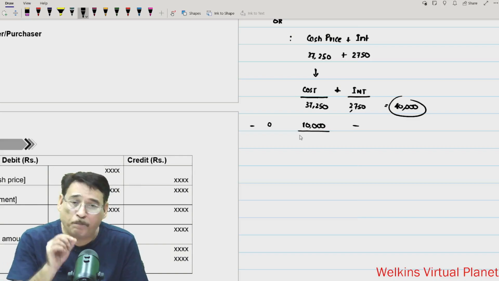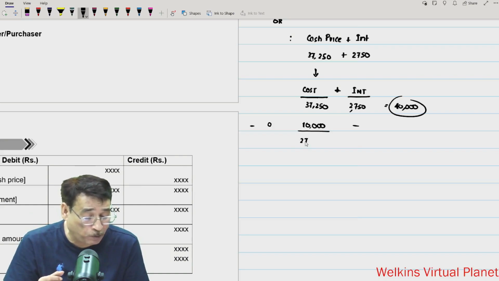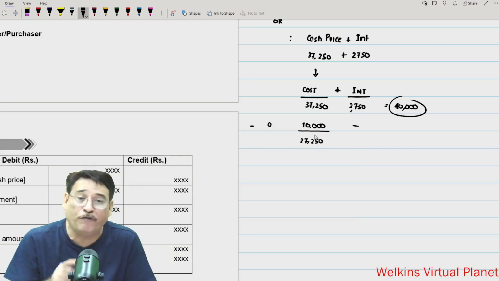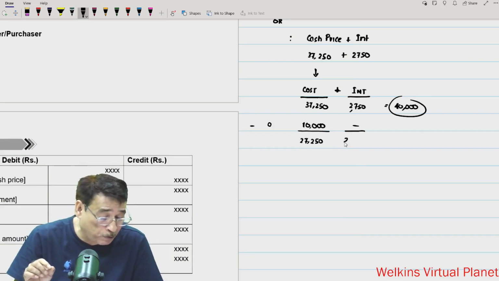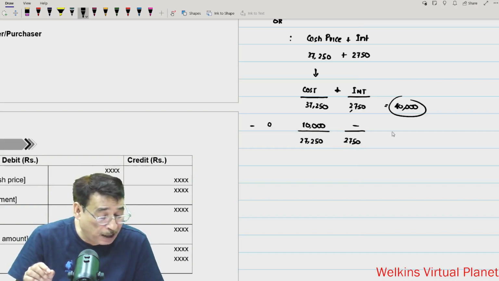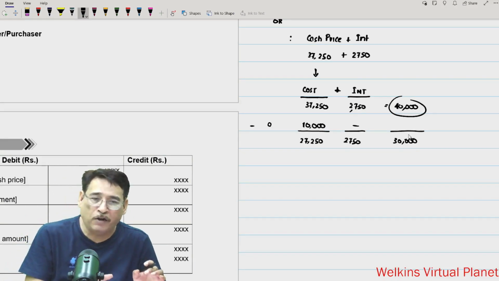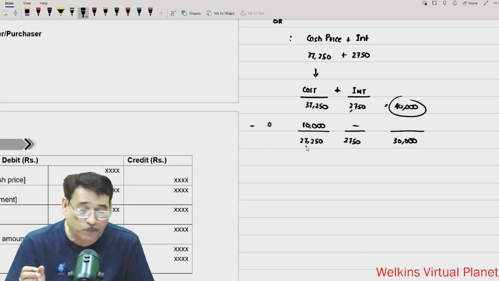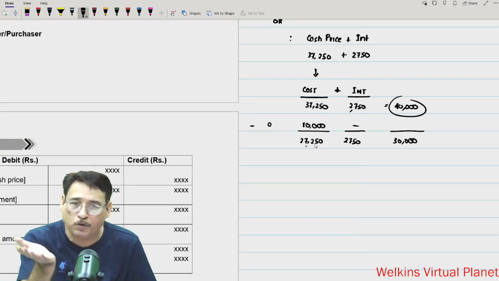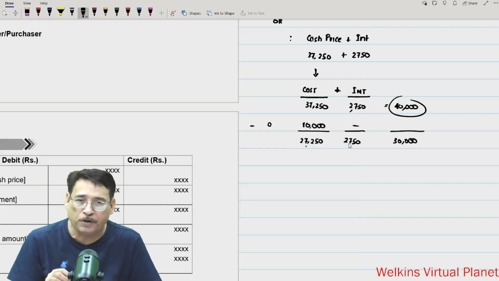So after having paid the down payment, what is the situation? I am still supposed to pay 27,250 for the cost of the asset, and I am still supposed to pay 2,750. That means I am still supposed to pay 30,000. Are you getting my point or not? No doubt I have to pay 30,000. Now I am trying to tell you this 30,000 comprises two things: 27,250 for the cost price and 2,750 for the interest portion.